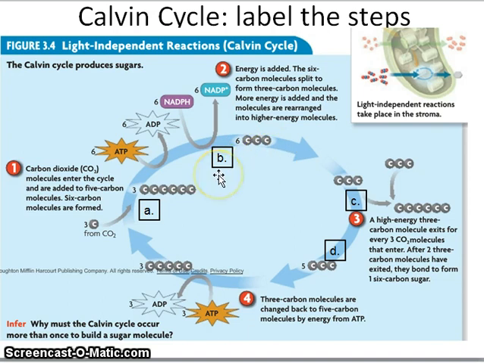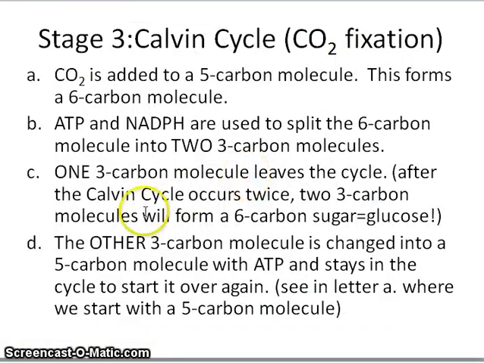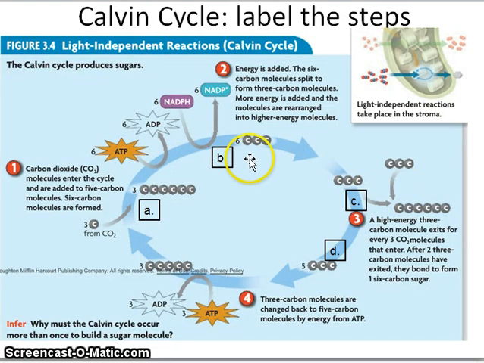So that's letter B. Letter C, 1 3-carbon molecule leaves the cycle. So we actually get a product out of this cycle. And we have to actually run through the cycle twice, getting 2 3-carbon molecules. And when you get 2 3-carbon molecules, you can put them together and get a 6-carbon sugar, which is glucose, C6H12O6.